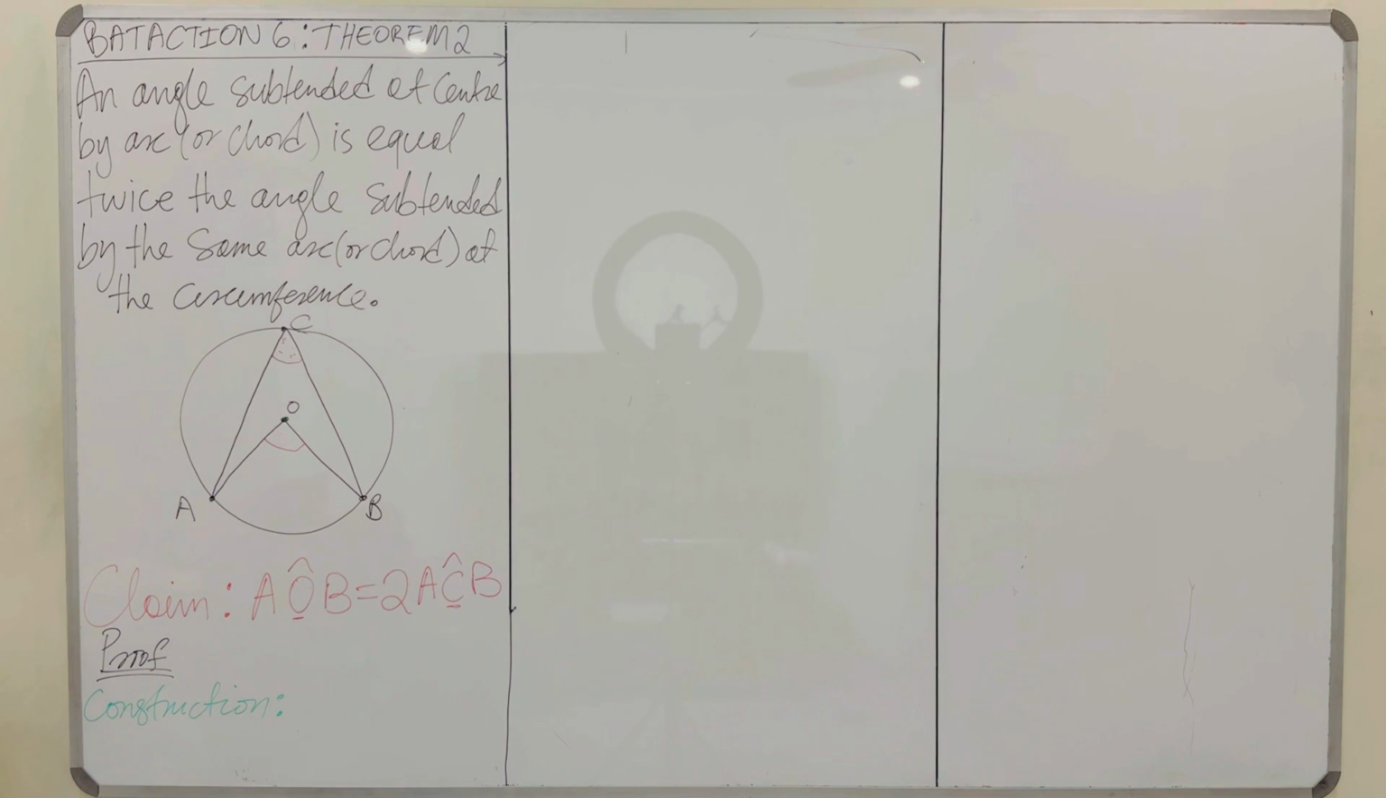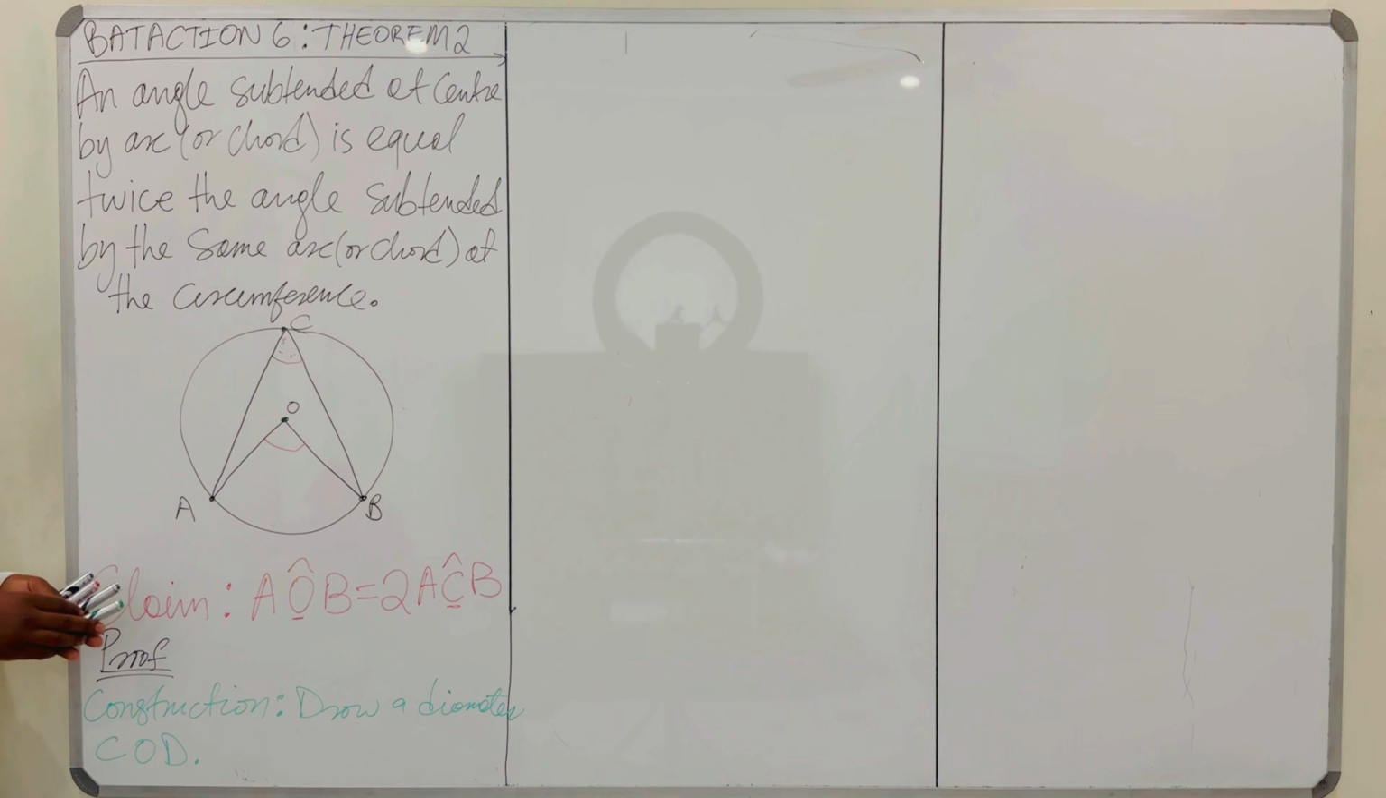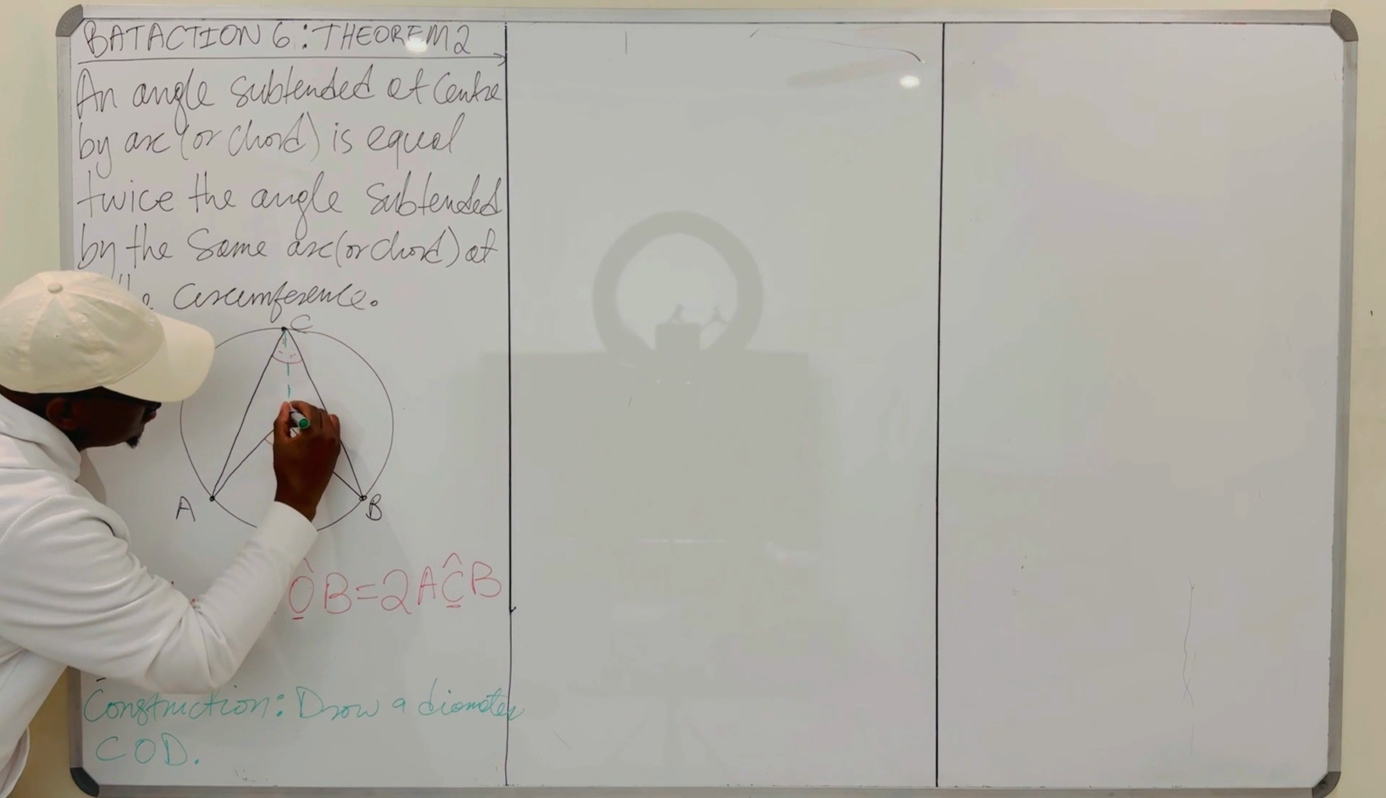What do I do on my construction? I want to draw a diameter, right? And that diameter, I'm going to call it COD. Which is a diameter from C passing through O to D, a line that goes downwards here. Can you guys see? So in that case, I'm going to use the green color as well. So here's my diameter, COD.